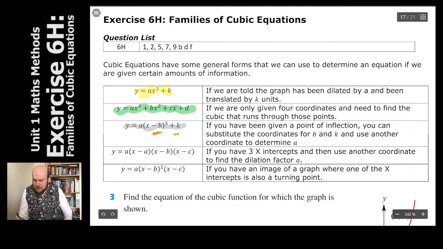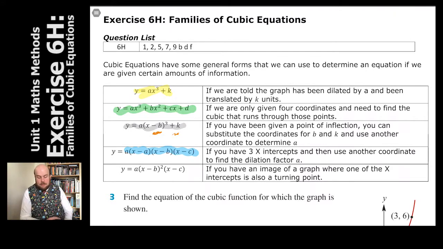If you've been given 3 x-intercepts, then you can use this one down here, which is splendid, and that is the greatest, because all you need to do is find the a. And alternatively, as you can see here, if you've got a turning point.